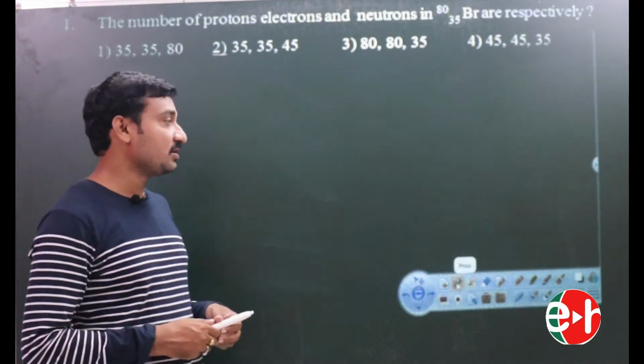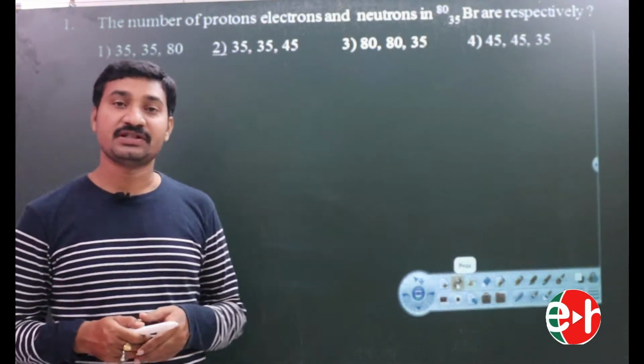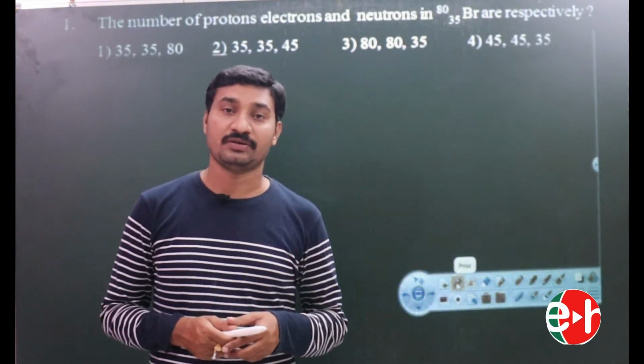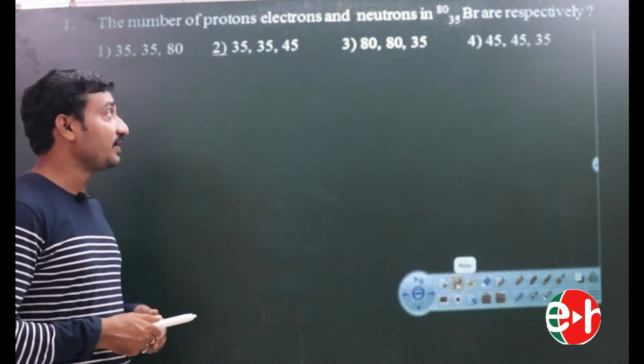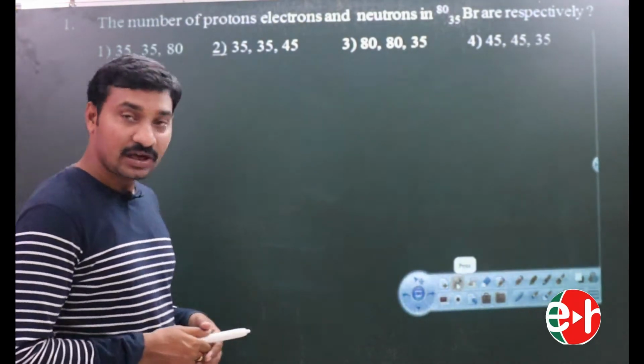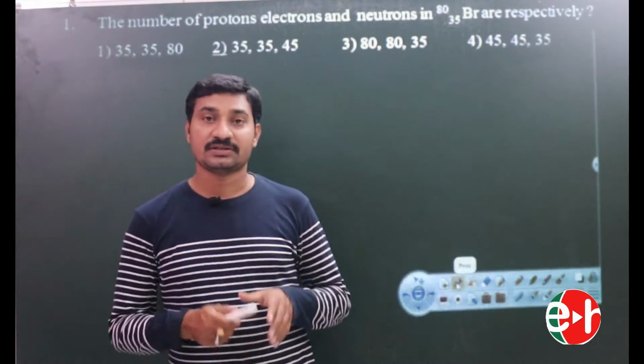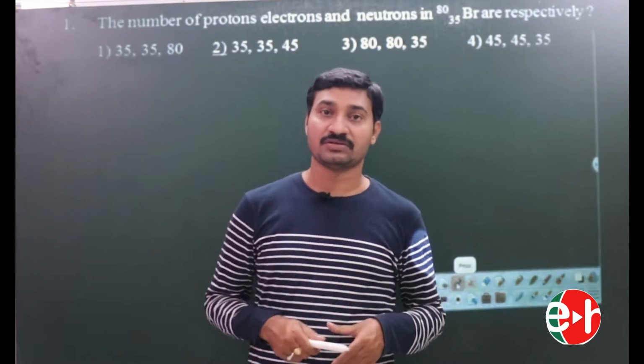In the previous class, we discussed some important definitions in atomic structure: atomic number, mass number, isotopes, isobars, different definitions. Now, I am going to discuss some objective questions on the previous concept.